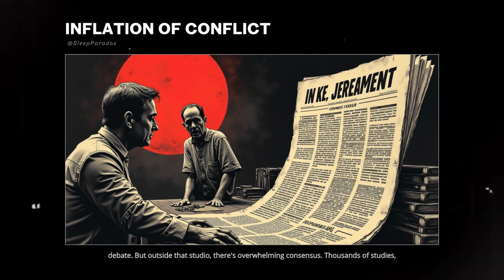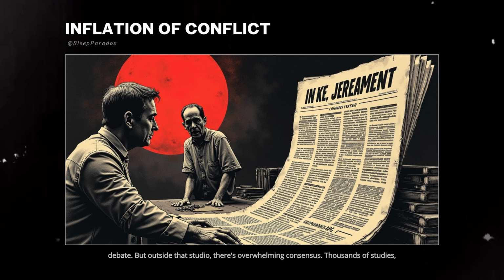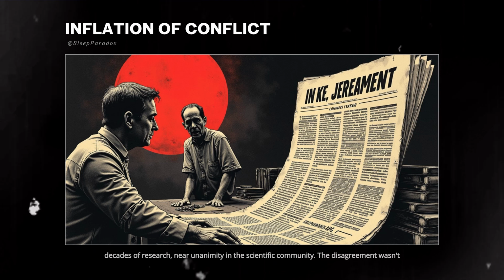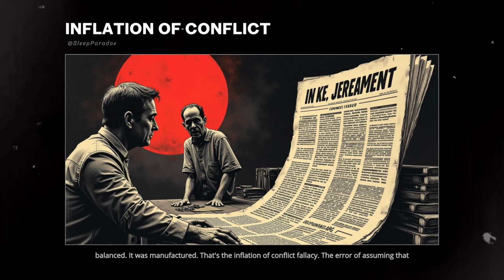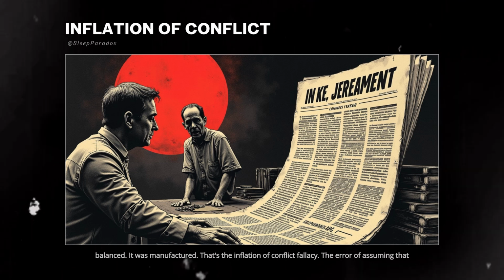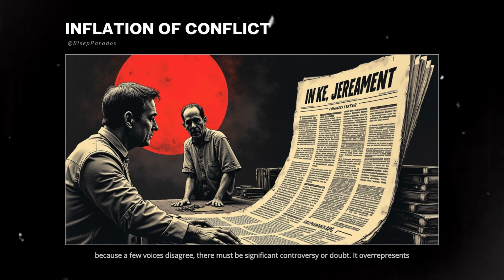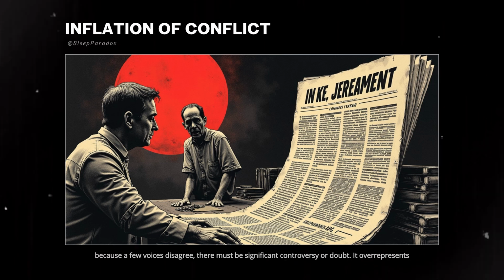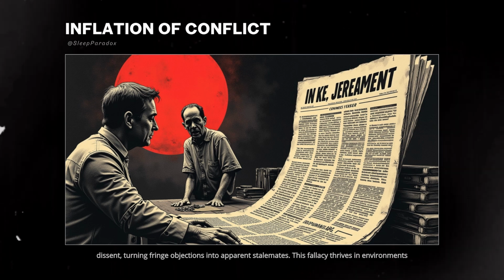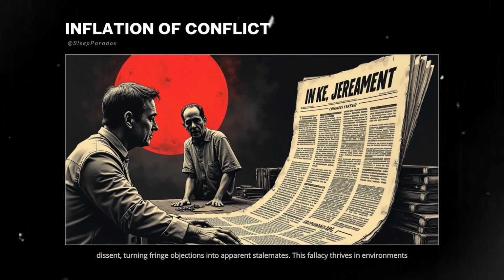But outside that studio, there's overwhelming consensus. Thousands of studies, decades of research, near unanimity in the scientific community. The disagreement wasn't balanced. It was manufactured. That's the inflation of conflict fallacy. The error of assuming that because a few voices disagree, there must be significant controversy or doubt. It overrepresents dissent, turning fringe objections into apparent stalemates.